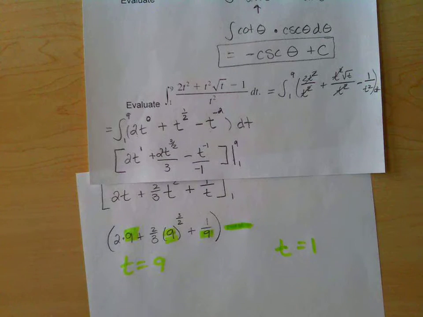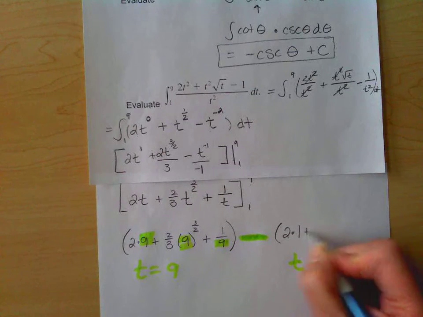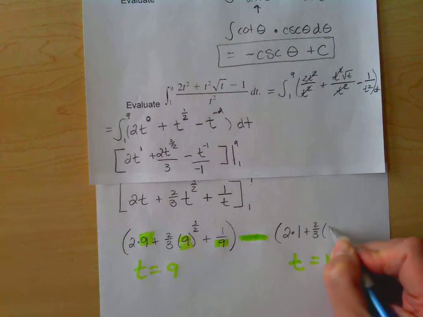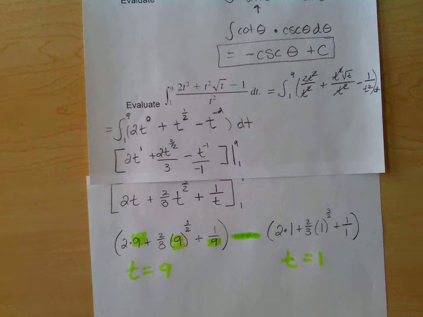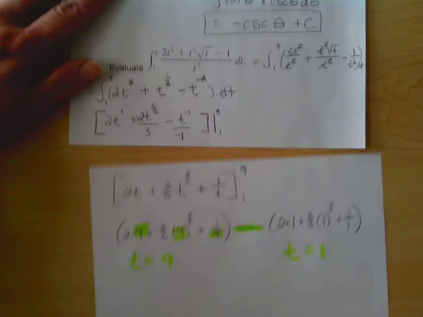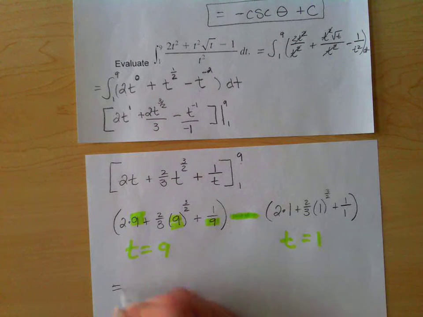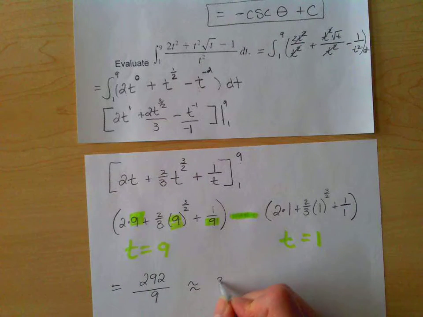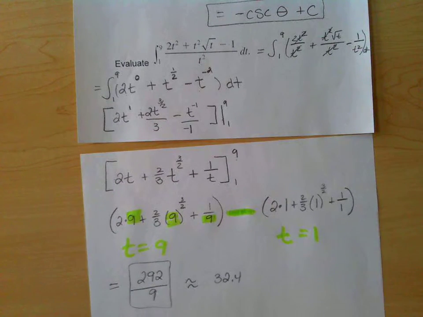2 times 1 plus 2/3, 1 to the 3/2 plus 1 over 1. And now it's just simple arithmetic, a 6th grade pre-algebra kind of arithmetic. And when you do this calculation, I think you should get 292 over 9, which is approximately 32.4. But unless specified, you always want to give a precise and exact answer.